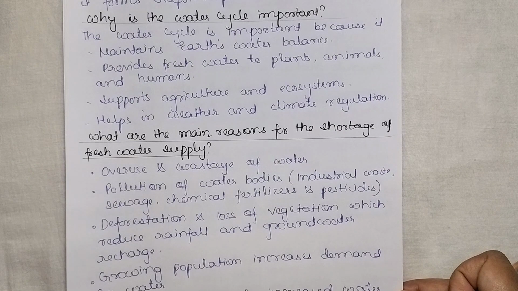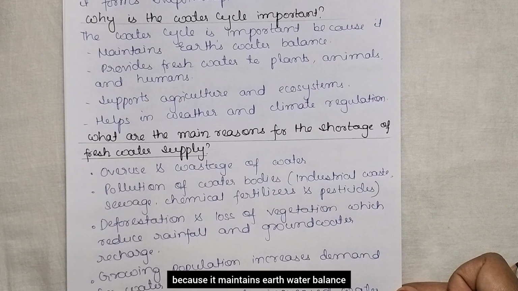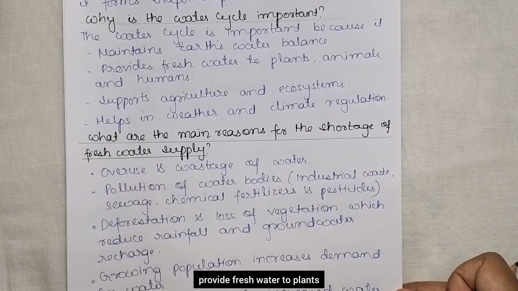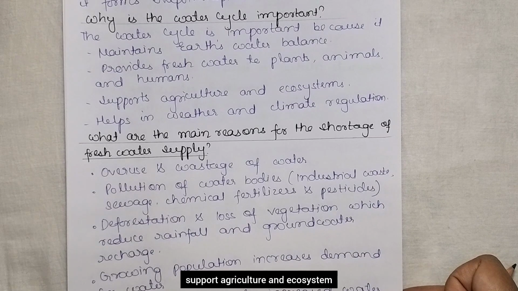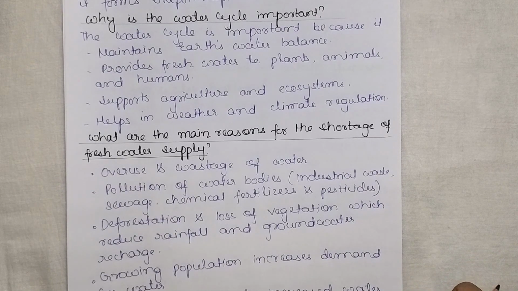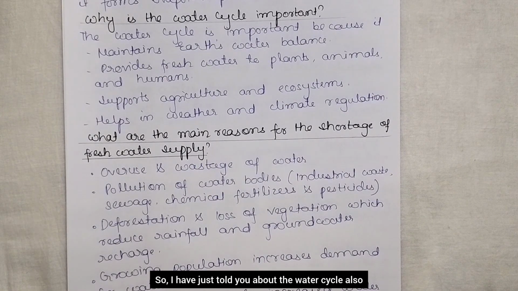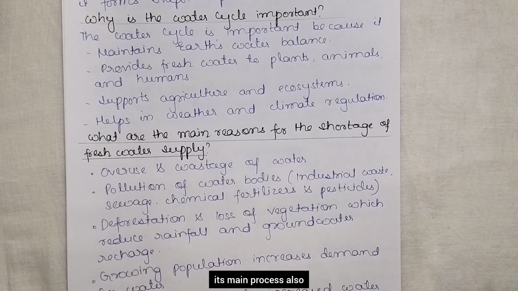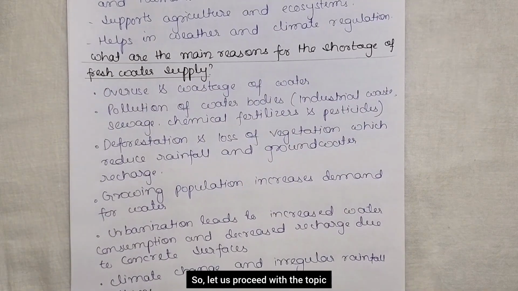Now next, why is the water cycle important? So the water cycle is important because it maintains earth's water balance, provides fresh water to plants, animals and humans, supports agriculture and ecosystems, and helps in weather and climate regulation. Okay, so this is the importance of the water cycle. So I have just told you about the water cycle, its main processes and then its importance also, right? So let us proceed with the topic.